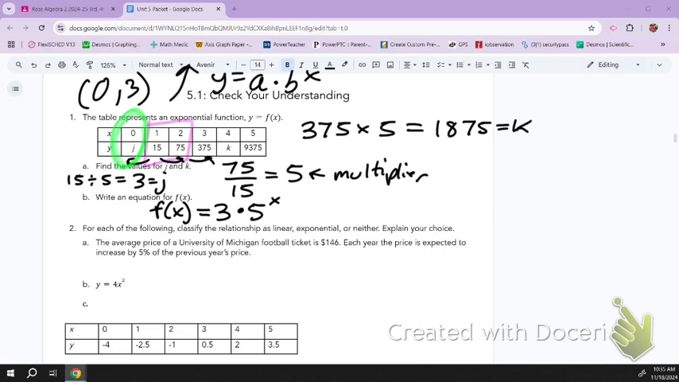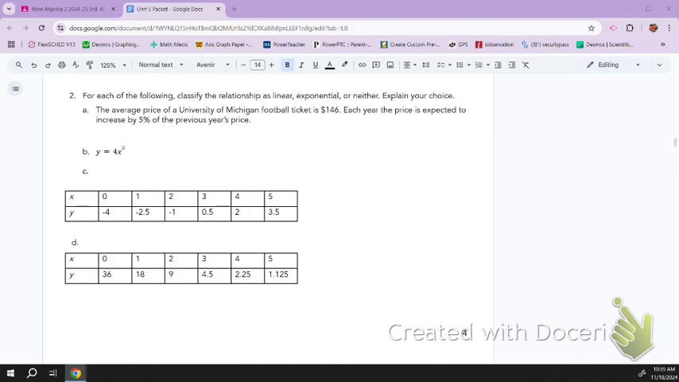How do we feel about that? Yes, no, how do we feel about that? What do you think for A? We got University of Michigan football tickets. Each price is expected to increase by 5%. Exponential, yeah. This is going to be an exponential relationship. How about the equation in part B? Is that exponential, linear, neither? Anyone know from my parent graphs over here what it is? Quadratic. Yeah, it's actually quadratic.